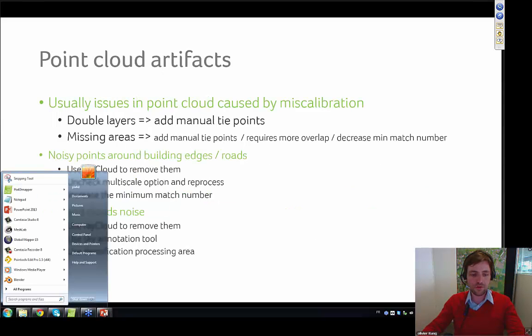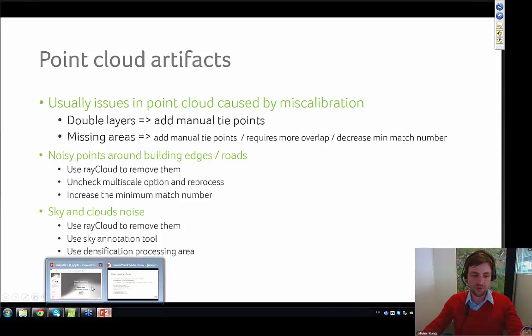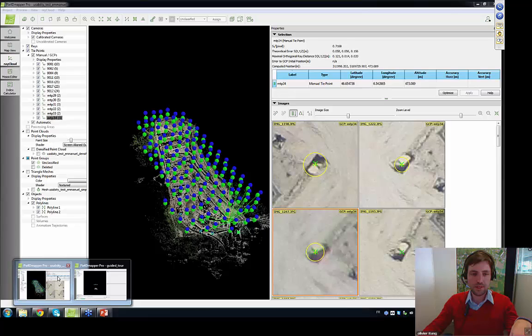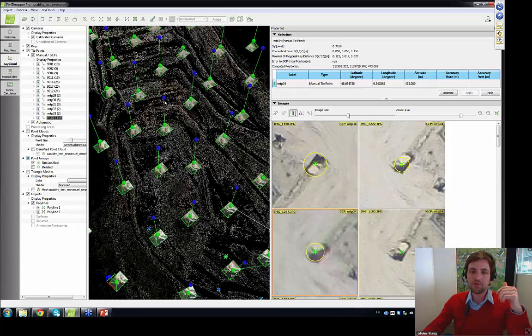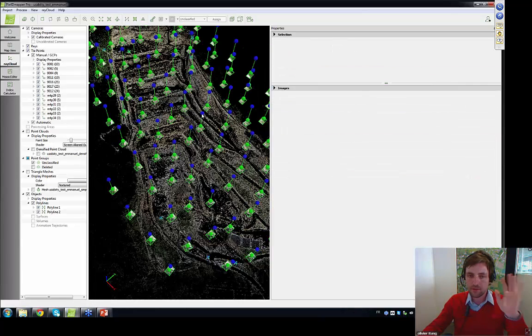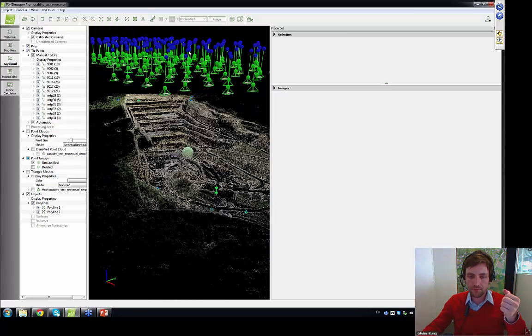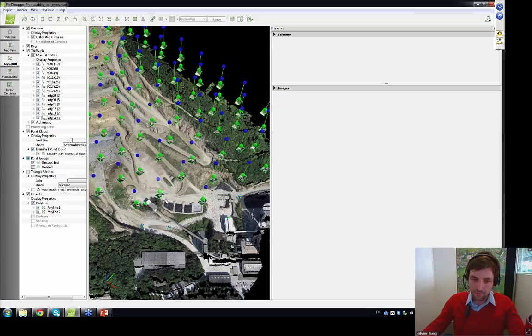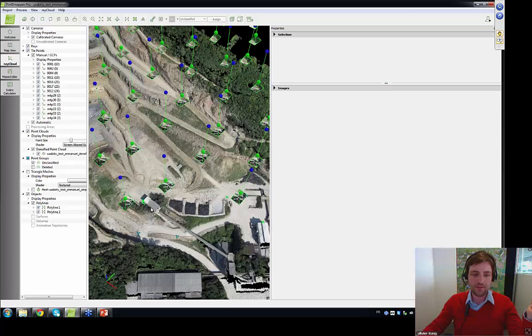Okay, so here I talked about the calibration issues. The calibration issues are really extremely important. This one needs to be fixed every time because it will have huge effects on the final quality of the project. However, once you have a good calibration, you may still have artifacts.